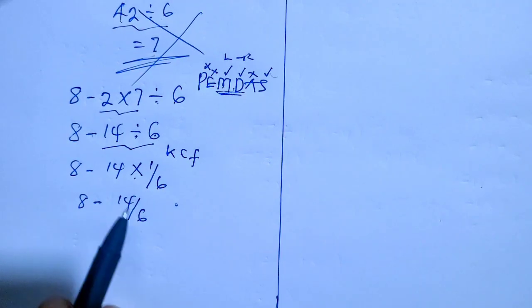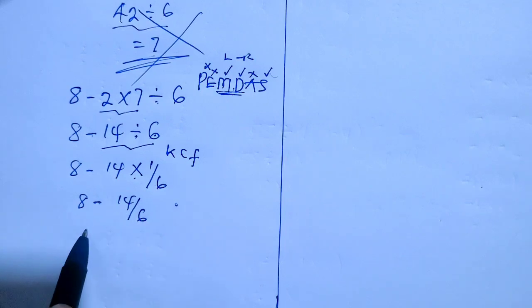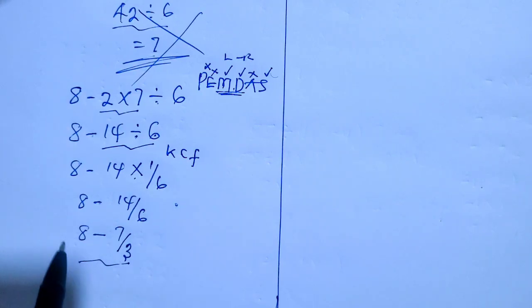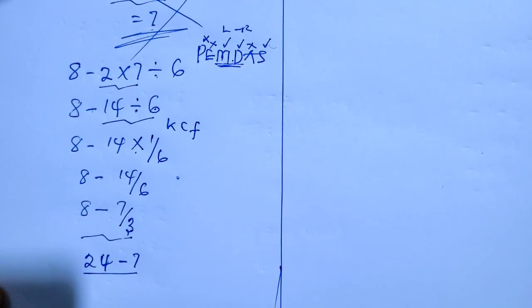We divide both the numerator and the denominator by 2. Therefore, if we do that, we're going to have here 8 minus 14 divided by 2, that gives 7, and 6 divided by 2, that gives 3. And here, we consider subtraction, and we subtract a fraction from a whole number. Then we are going to multiply 3 by 8. When 3 is multiplied by 8, that will give us 24 minus 7, then all over 3.